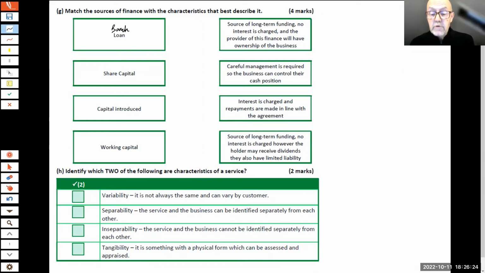So bank loan, source of long-term funding. All right, no interest is charged. Well, I think we can rule that out for a bank loan. And the provider will have ownership, so that's not a bank loan. A bank loan, careful management is required to control your cash position. That's not a bank loan. Interest is charged. That sounds promising. And repayments in line with the agreement. So I think we have our first link.